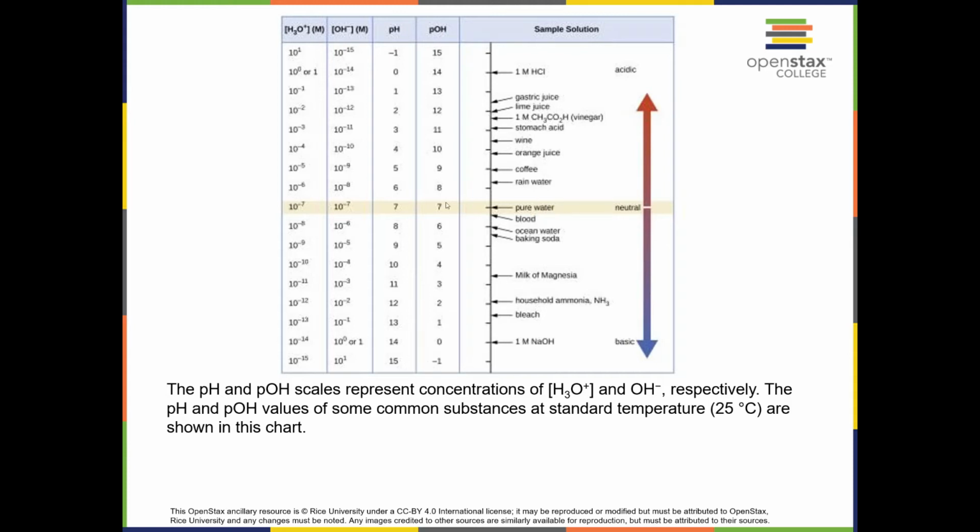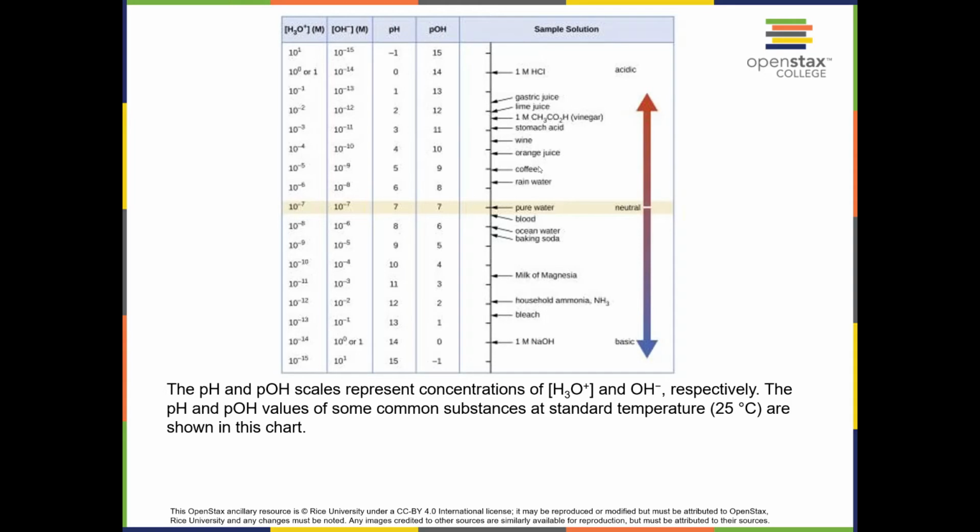Pure water has a pH of 7. Baking soda is going to have a pH a little above 8. Milk of magnesia, which people take if they have an upset stomach, has a pH a little above 10. 1 molar sodium hydroxide, which you may have used in the lab, has a pH of 14. Now let's go on the other side.